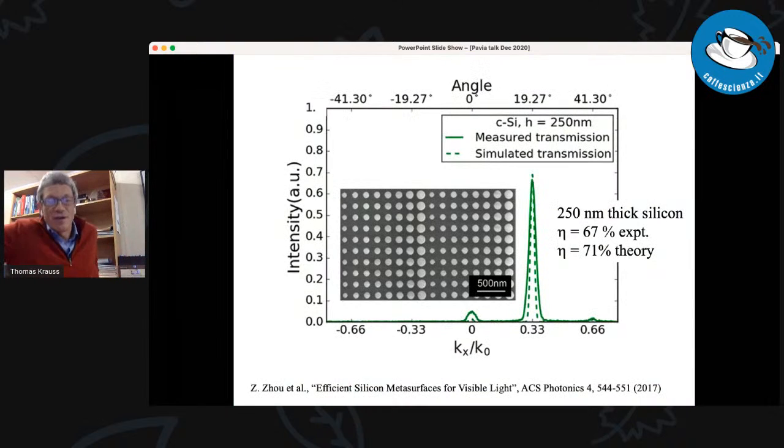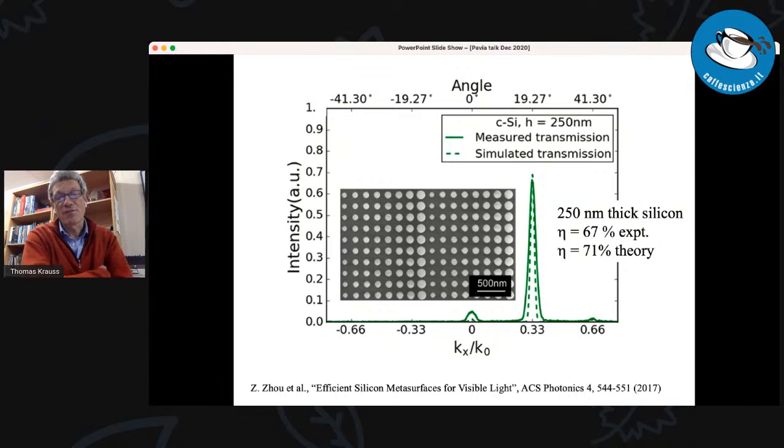And here's then our example. So we made this and we measured 67% in experiment, 71% in theory. And again, half of the difference between those 67% and the 100% you would really like is absorption loss. The other half is scattering. And as I mentioned, the titanium dioxide gets to about 80%. So we're not very far away from the titanium dioxide.